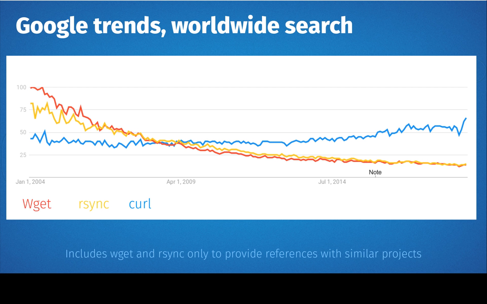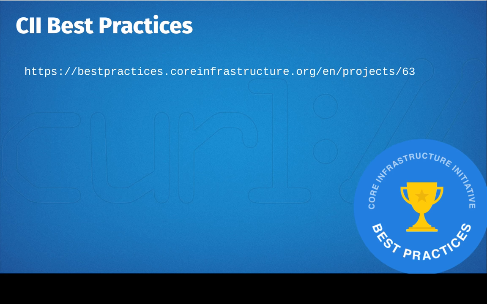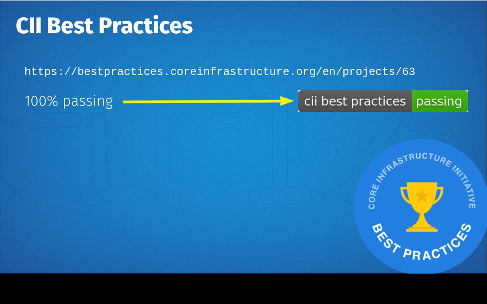In the meantime, since a while back, I don't remember when it started, the Core Infrastructure Initiative at the Linux Foundation started this best practices website, about how an open source project should behave to be a good open source project. I participated a little bit in that work and I submitted curl, so we're available on that URL, and we're now 100% passing, so we have this little badge. It's on GitHub and it shows somewhere. Yeah, we comply with the best practices.